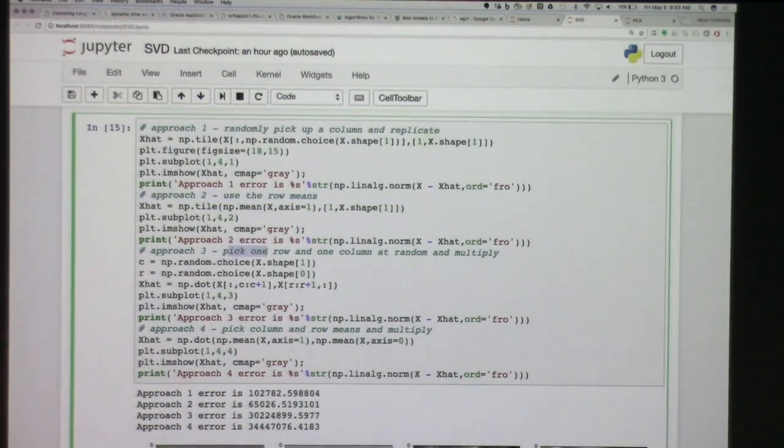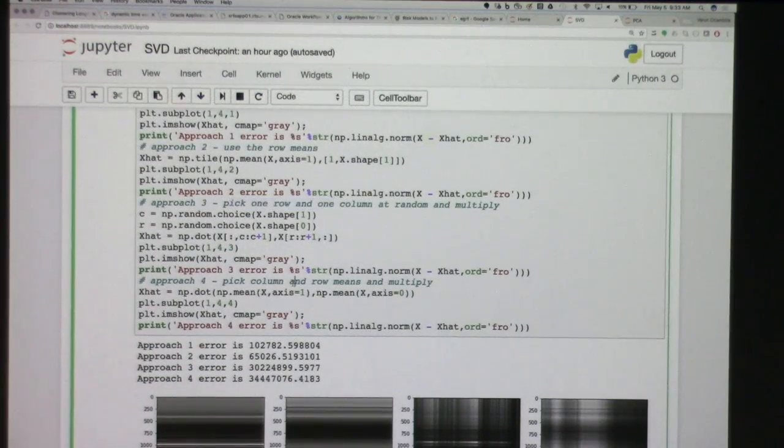Another is I can take some row and some column randomly from my image, right? Some row, some column, and I just multiply them. It will give me a matrix, right? And that also will have a rank of 1. And another is I just take column means and row means and multiply them. So these are just some heuristic ways. I just sat down and said, how many ways can I take this original image and create an approximation of rank 1, right? And these are 4 ways I got.